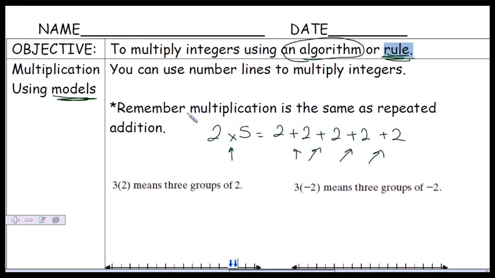Okay, remember that multiplication is the same as repeated addition. So 2 times 5 would be the same thing as 2 plus 2 plus 2 plus 2 plus 2. But I would rather do this little multiplication, 2 times 5, than do 2 plus 2 plus 2 plus 2 plus 2. That's a lot of work. So that's why multiplication is our friend.